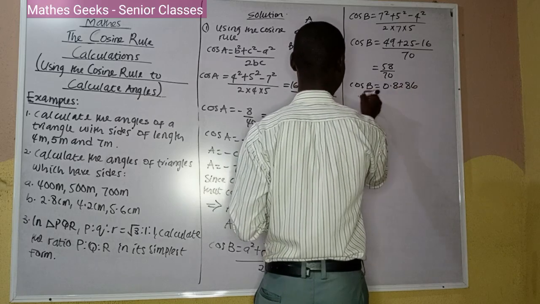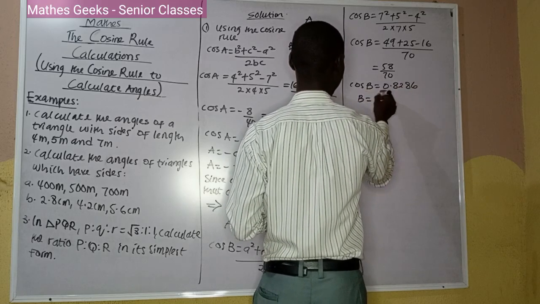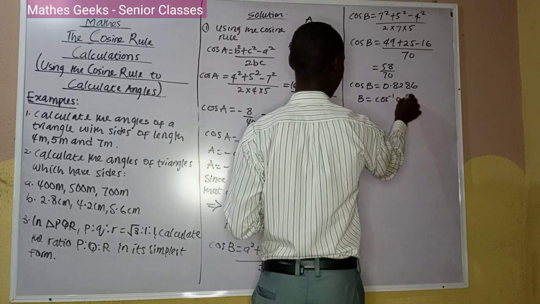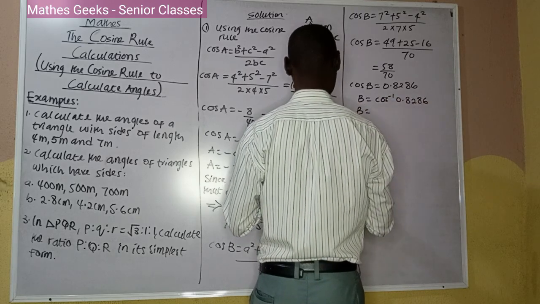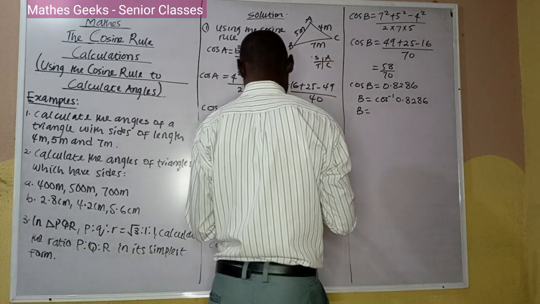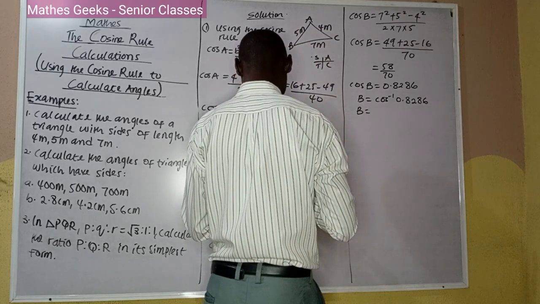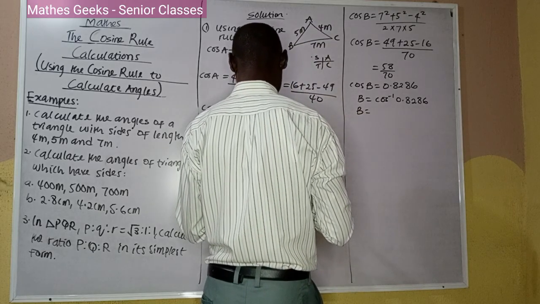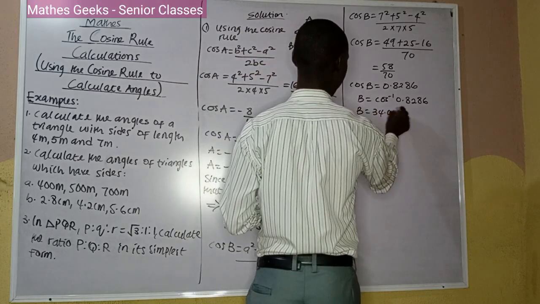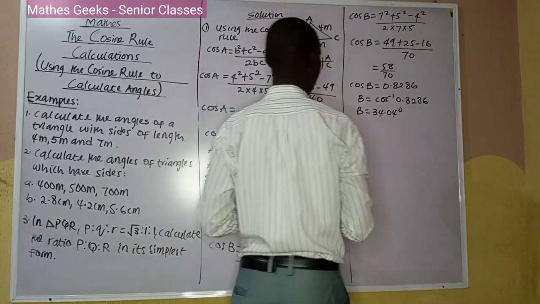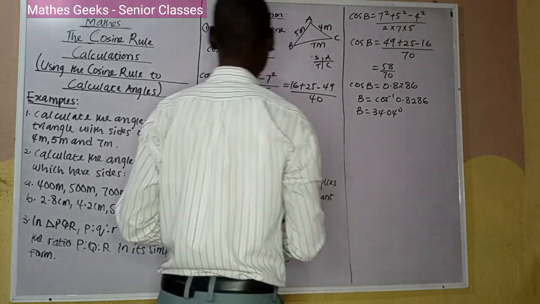And angle B is arc cos 0.8286. So B is equal to shift cos 0.8286, that's 34.04 degrees. That's the value for angle B.